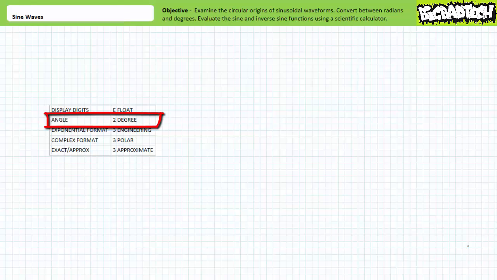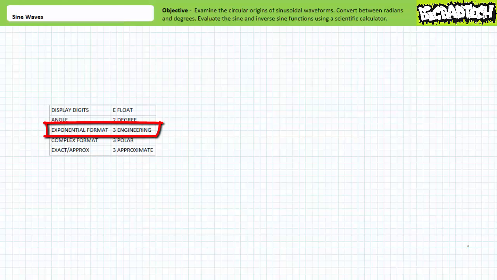Walk down to angle using the down arrow key and then press right arrow to access the menu. Walk down the list with the down arrow key. The option I'll choose is 2, degree. Press enter to save this option. This entry is essential for this topic.